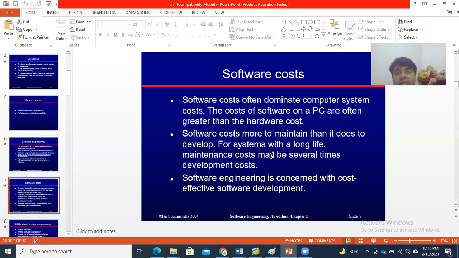When we create a software, there is a particular cost associated with that software. For example, somebody comes to me and wants to create an arithmetic operation calculator, that is, an addition, subtraction, and multiplication calculator.